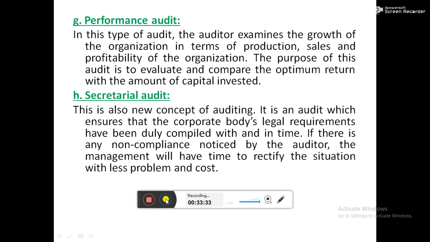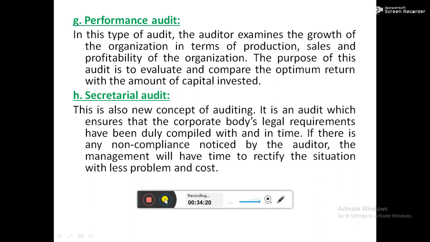The next type of audit we have is performance audit. Performance audit is the type of audit under which an auditor examines the growth of the organization in terms of its production, sales and profitability. The purpose of conducting performance audit is to know, evaluate and compare the optimum return with the amount of capital invested. That means under performance audit, the auditor will examine all the aspects which relate to the sales, production and profitability.